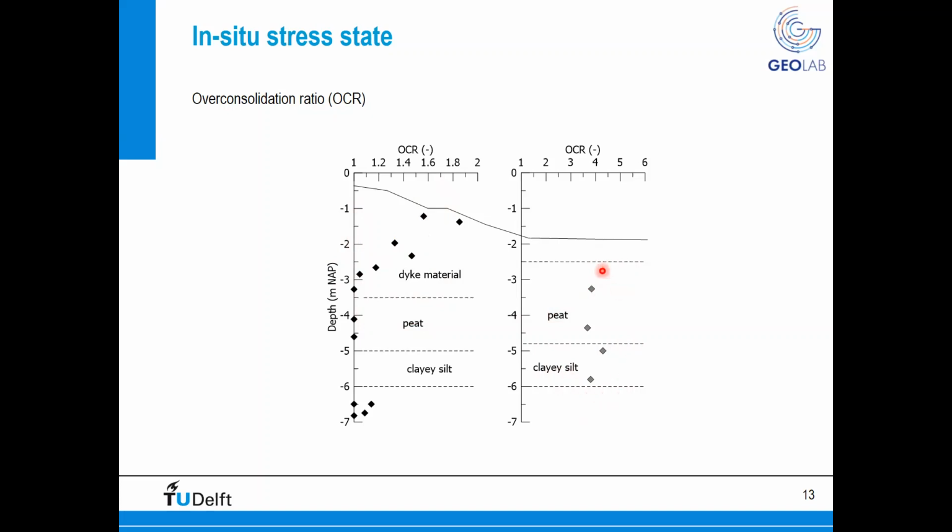Despite the fact that there was no mechanical loading at this site, you see that there is in any case an overconsolidation ratio of about 3 to 4. And this OCR is not mostly coming from mechanical loading, but is actually coming from interaction with the atmosphere. So cycles of drying and wetting basically gave this overconsolidation ratio to this material.